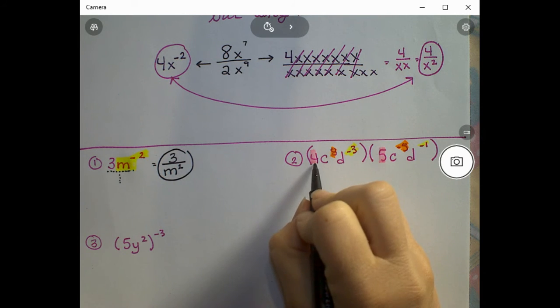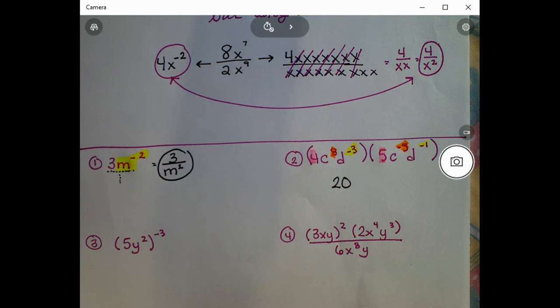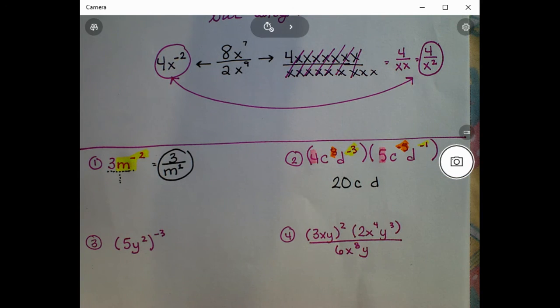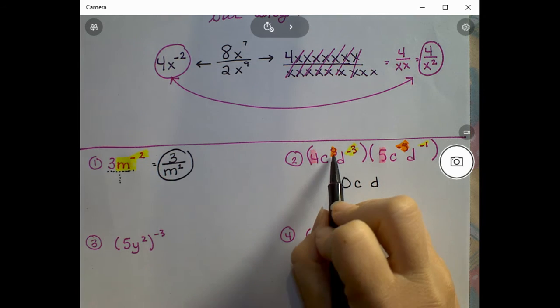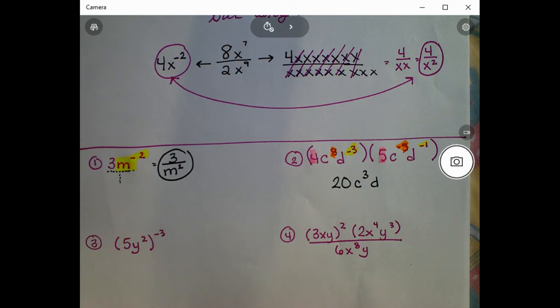So 4 times 5 is 20. So our new coefficient is 20. We're going to have some C's and some D's. The rule is to add, so 8 plus negative 5 is positive 3 C's.